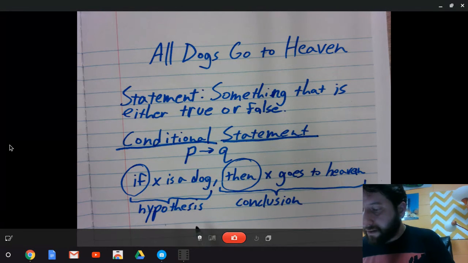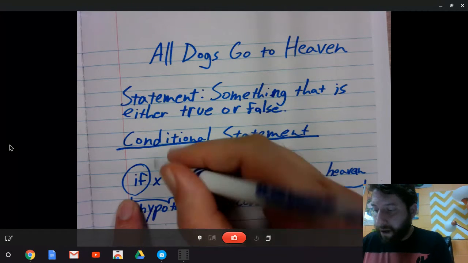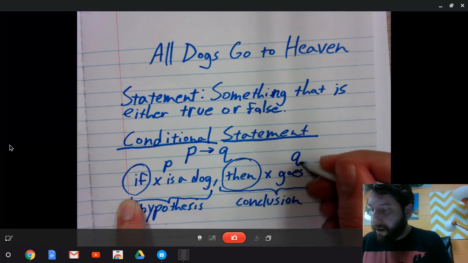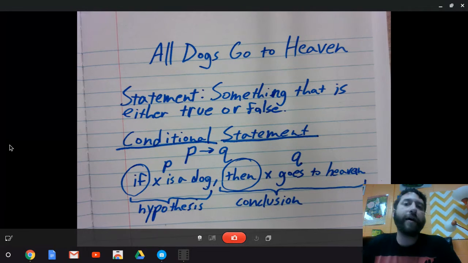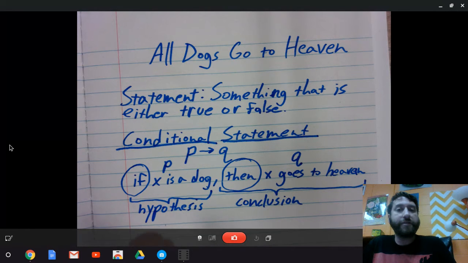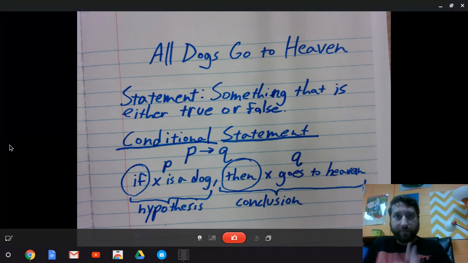All right. Now I can switch things up a bit. Notice this right here is my P. If X is a dog, that's the P. Then X goes to heaven, that's my Q. I can actually do a few things with this. I could switch the order. I could also take the negation. A negation is basically saying not. So the negation of me saying, I'm having a good day, well, the negation is, I'm not having a good day.